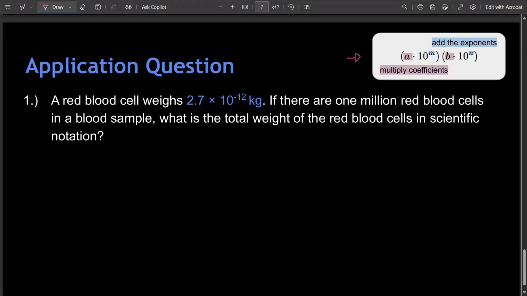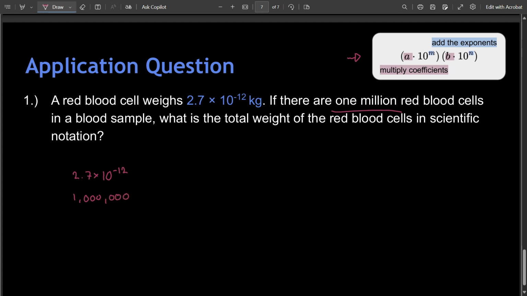So a red blood cell weighs 2.7 times 10 to the power of negative 12 kilograms. If there are 1 million red blood cells in a blood sample, what is the total weight of the red blood cells in scientific notation? So let's start off by just writing the numbers that we need. So here, 2.7 times 10 to the power of negative 12. And then we also have 1 million here. So let's rewrite that as a number. So 1 million.